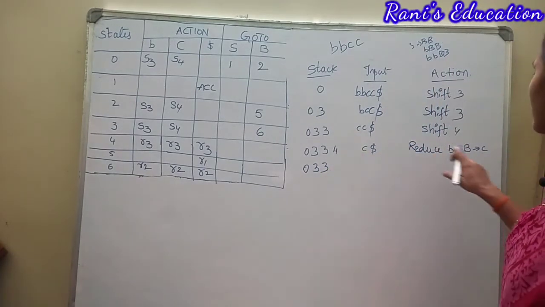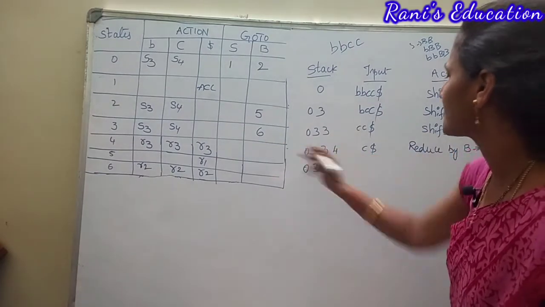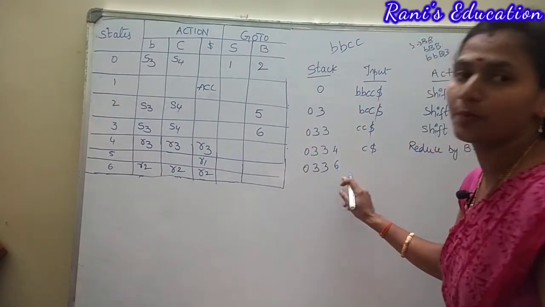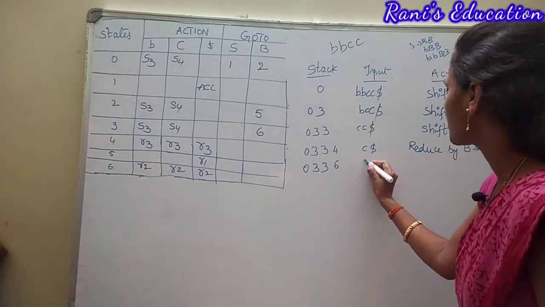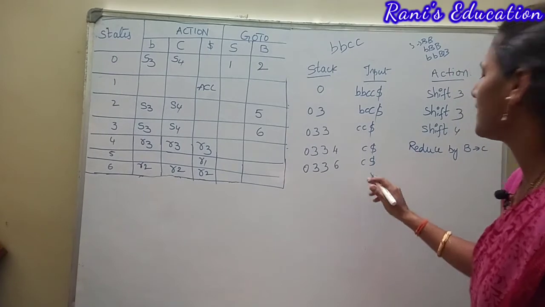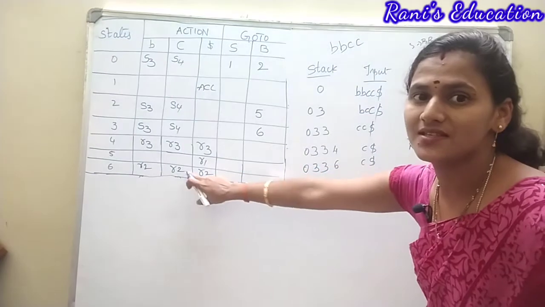What is 3 with the LHS of the reduced production, that is, 3 with B? 6. That means 6 becomes the top of the stack. Here we should be very cautious. The rest of the input is C followed by dollar. Now what is 6 with C? 6 with C is R2.